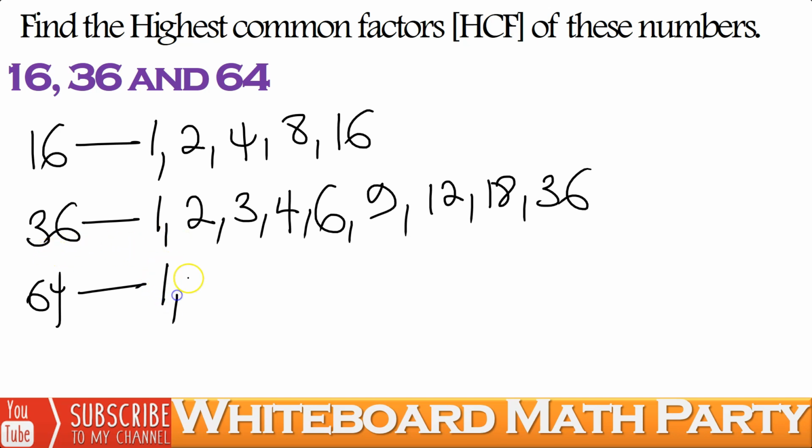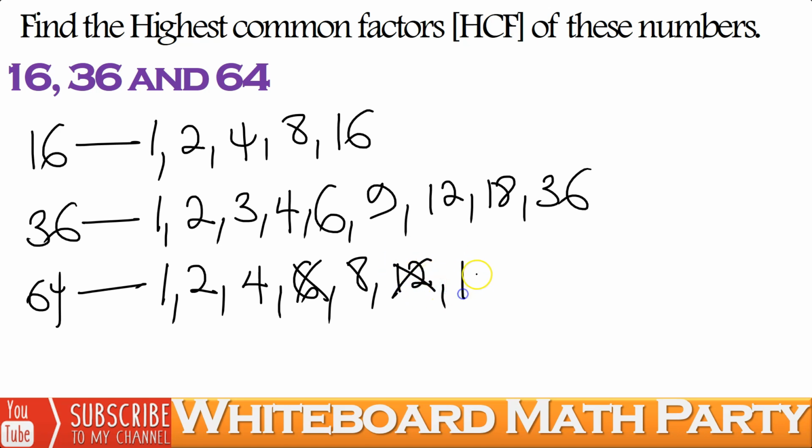So let's see. 1 can go, 2 can go, 3 cannot divide 64. That's not going to work. So we go to 4, 6. Can 6 go? No. 6 is not going to succeed. So we're not working with 6. Let's proceed. We go to the number 8, which can divide 64 without any remainder. Can the number 12 divide 64? No, the number 12 cannot divide 64. What other number can we take? We go with the number 16. Then the number 32. And after the number 32, we have the number 64.